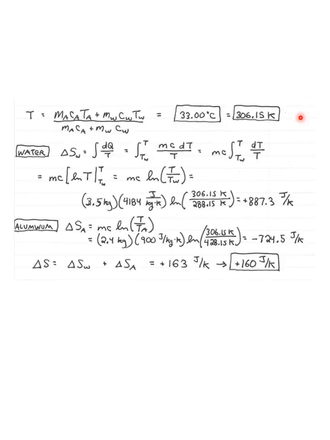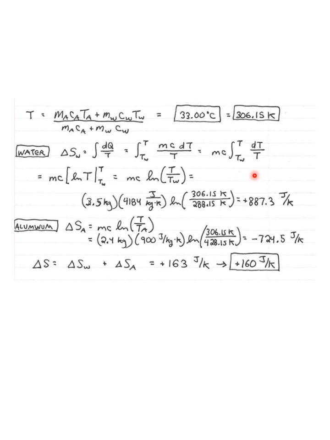So there it is again, the equilibrium temperature. For the water, delta S_W is the integral of dQ over T, which is the integral of mc dT. Once again, same as we've done before, mc gets factored out to the left. It's the integral of dT over T, and the limits of integration are the original temperature of the water to the equilibrium temperature. So mc times natural log of T over T_W equals, and there it is. I've plugged in the values, and we get plus 887.3 joules per Kelvin.